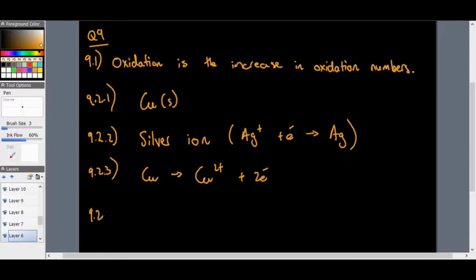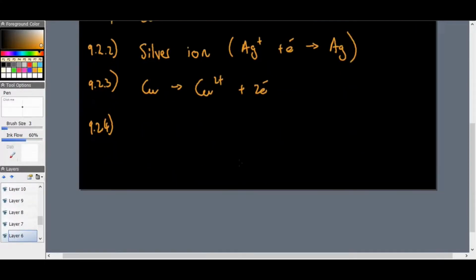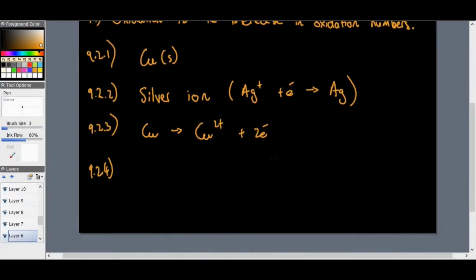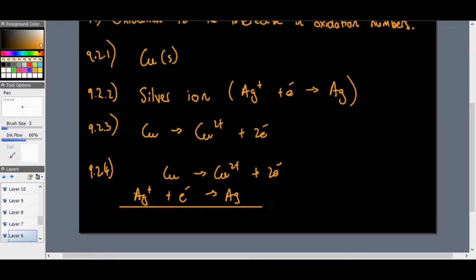And 9.2.4, I think, was the balanced net ionic equation using the ion electron method. Basically what I did previously. So oxidation half reaction on top: Cu becomes Cu2 plus plus 2e. The silver one, which is this one, so that's Ag plus plus an electron, and that gives me Ag, just normal Ag. And now I've got to balance this equation.